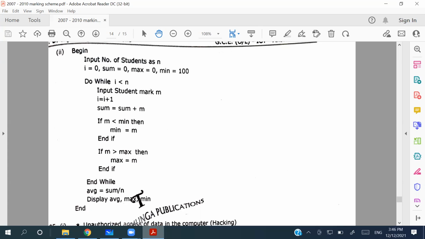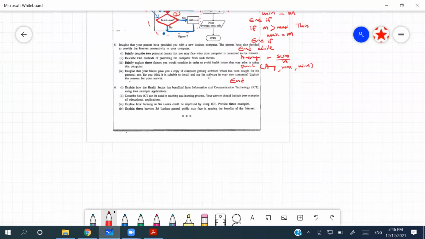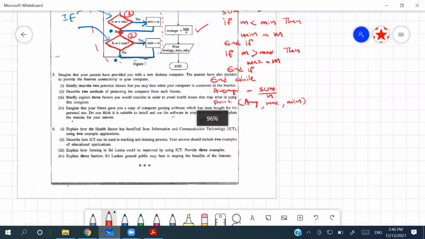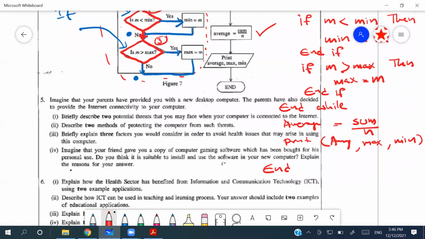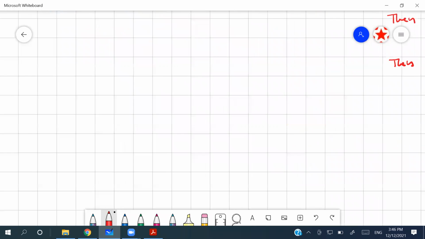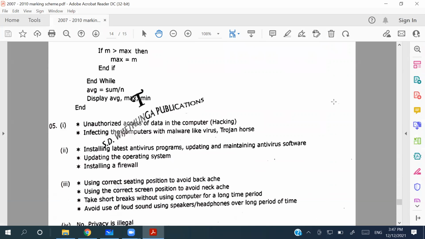Okay, so moving to the next question. Question number 5. It says, imagine that your parent have provided you with a new desktop computer. The parents have also decided to provide internet connectivity to your computer. So briefly describe 2 potential threats that you may face when your computer is connected to the internet. I will go with the marking scheme.